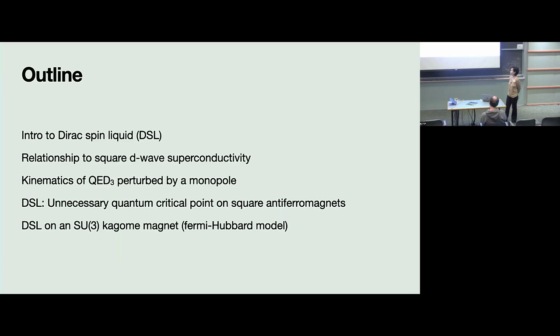Then we'll argue that for square lattice antiferromagnet, Dirac spin liquid actually represents an unnecessary quantum critical point, an unnecessary phase boundary inside the ordered phase on square lattice. And if time permitting, I'll mention the Dirac spin liquid theory on another Kagome SU(3) magnetic system.